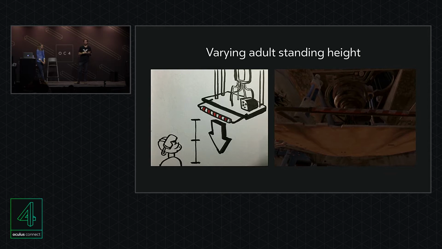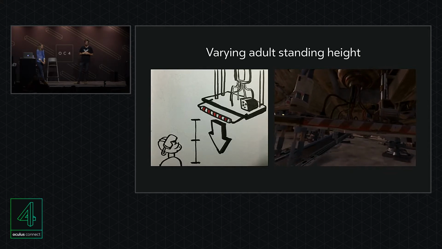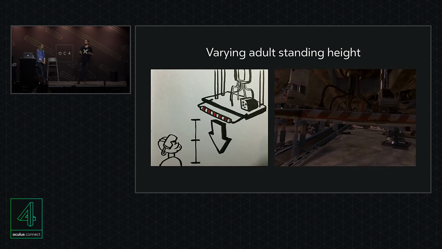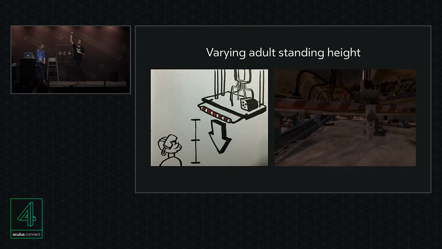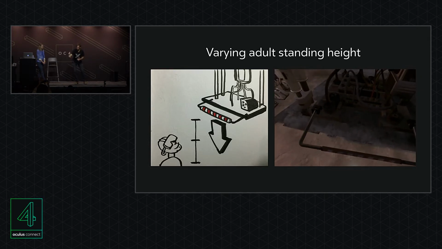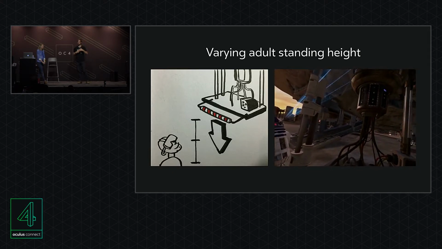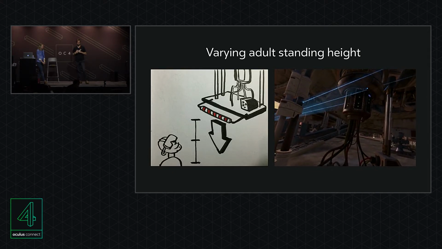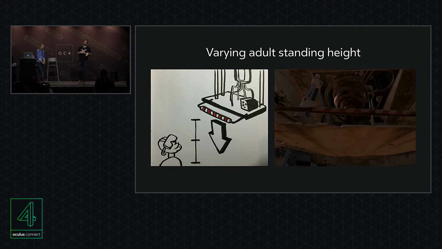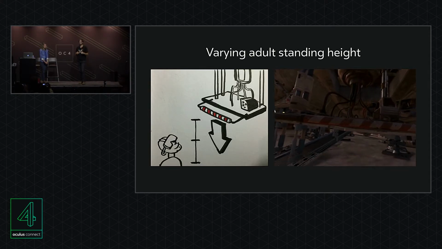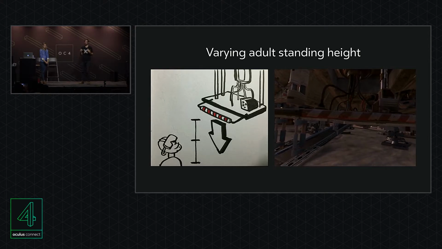So, varying adult standing height. We realized, in the section of the experience where you have to grab a section of the Millennium Falcon and pull it down to the ground, we want to make sure that no matter what your standing height was, you could comfortably reach up and grab that handle. So we have 3 discrete levels at which the handle initially falls to, based on how high the HMD is from the floor.